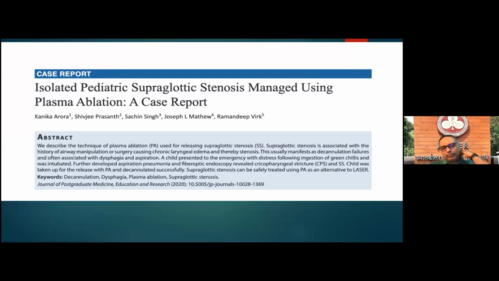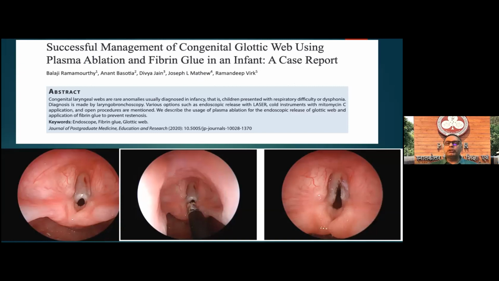So we have also published pediatric supraglottic stenosis, which was secondary to aspiration of green chilies and other chemicals which the child took. We've also published that. Then we have also done congenital glottic web using plasma ablation and with a spot of fibrin glue so that the two raw surfaces don't come in contact.